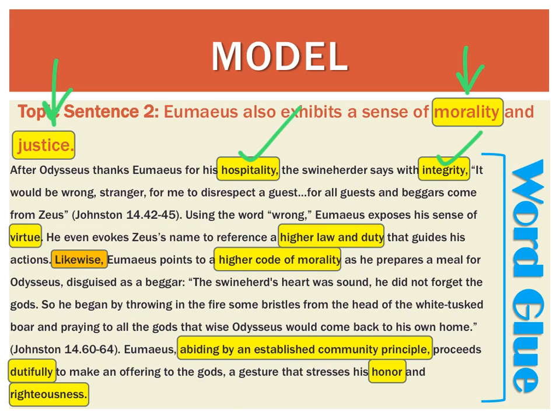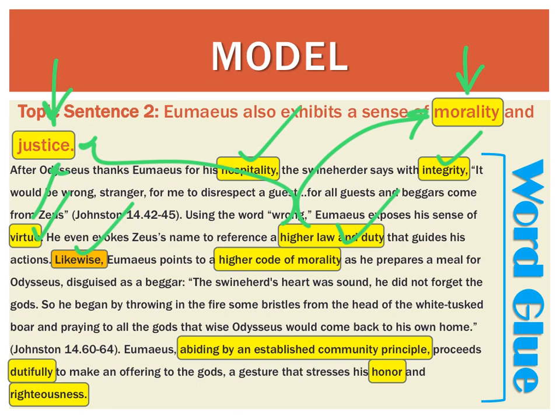So now here's our elaboration on the example. Using the word "wrong," Eumaeus exposes his sense of virtue. He even evokes Zeus's name to reference a higher law and duty that guides his actions. So you'll see that all that yellow language really does a good job of connecting back to morality, connecting back to justice. Likewise, and there we see a transition, Eumaeus points to a higher code of morality as he prepares a meal for Odysseus, disguised as a beggar. And then our final sentence of elaboration: Eumaeus, abiding by an established community principle, proceeds dutifully to make an offering to the gods, a gesture that stresses his honor and righteousness.